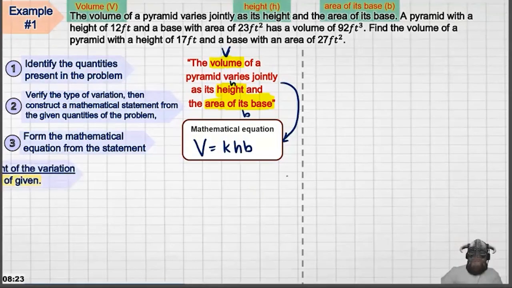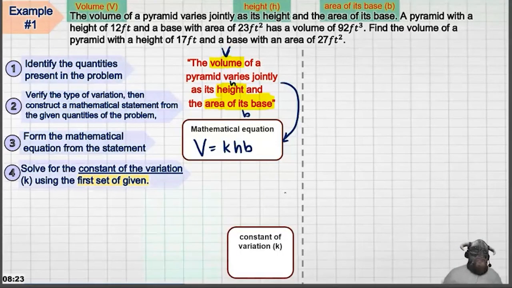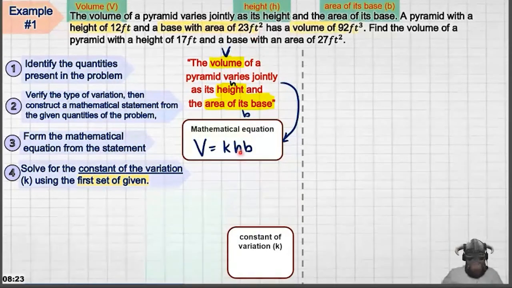So as we continue, we'll try to use that mathematical equation at the same time, the first set of given. So paano natin malalaman yung first set of given? Doon tayo titingin sa second sentence ng problem. So a pyramid has the height of 12. Yan. So in-highlight ko na yung first set of given.